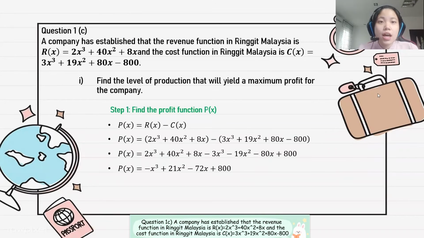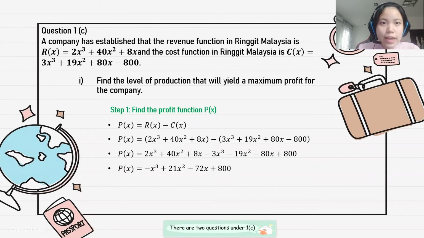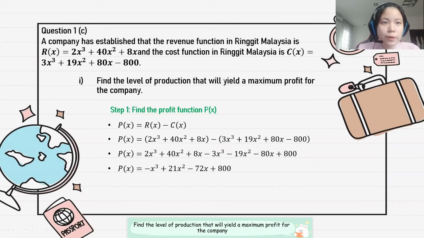Question 1c. A company has established that the revenue function in Ringgit Malaysia is 2x cubed plus 40x squared plus 8x, and the cost function in Ringgit Malaysia is 3x cubed plus 19x squared plus 80x minus 800. There are two questions under 1c. First question, find the level of production that will yield a maximum profit for the company.